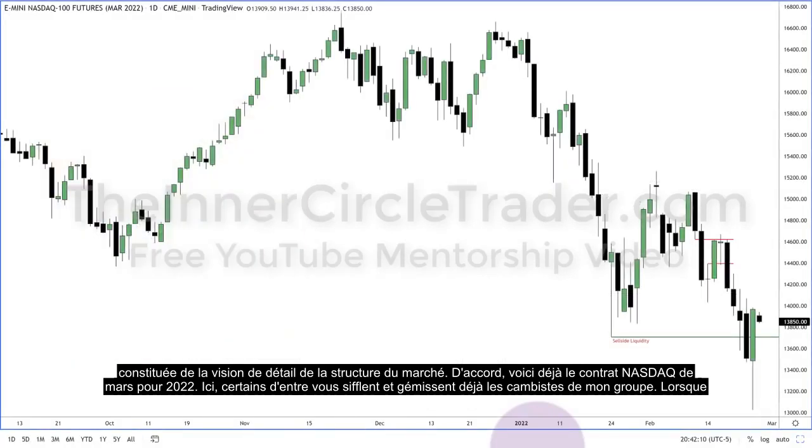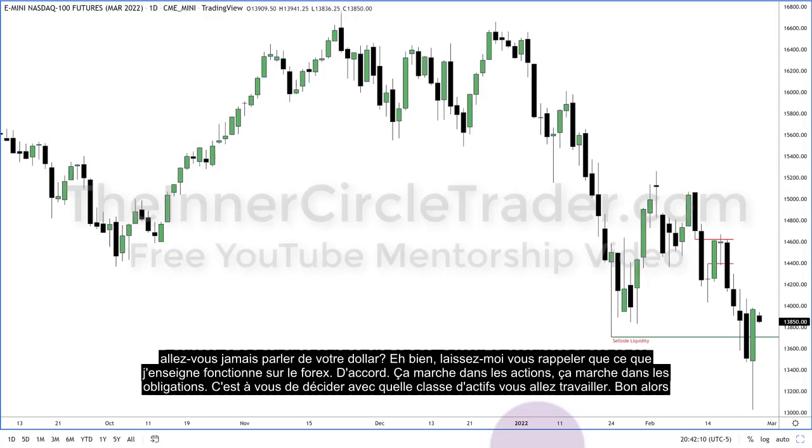All right, here is the NASDAQ March contract for 2022. I already hear some of you hissing and moaning, the Forex traders in my group. When are you ever going to talk about euro dollar? Well, let me remind you, what I'm teaching works in Forex. Okay? It works in stocks. It works in bonds. It's up to you to decide what asset class you're going to work with.